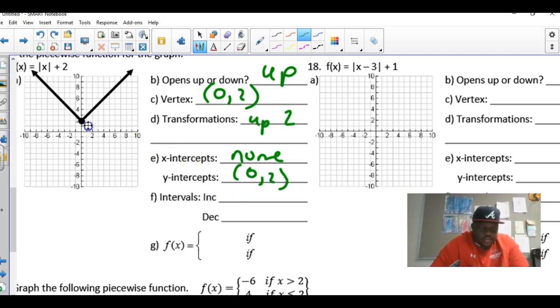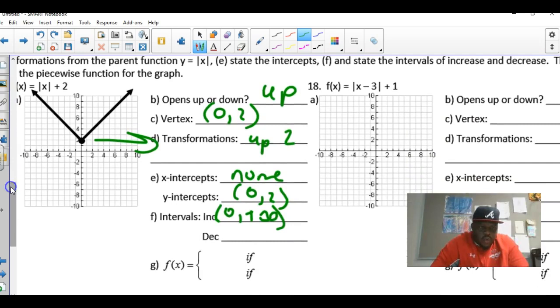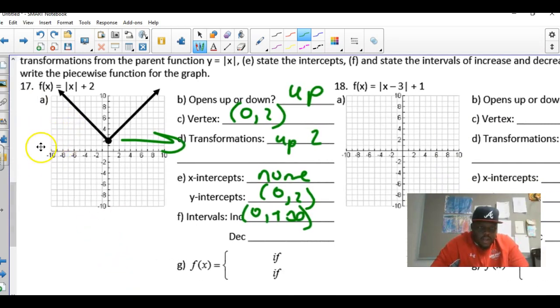The intervals of increase, from left to right. This will be a decrease. This will be an increase. So this increases from x is 0 to positive infinity, because as it goes to the right, guys, this thing never stops increasing. Now decreasing, this decrease is from negative infinity. Remember, negative infinity is way out here to the left. So from negative infinity to 0 is where this thing decreases. That's the decrease right there.